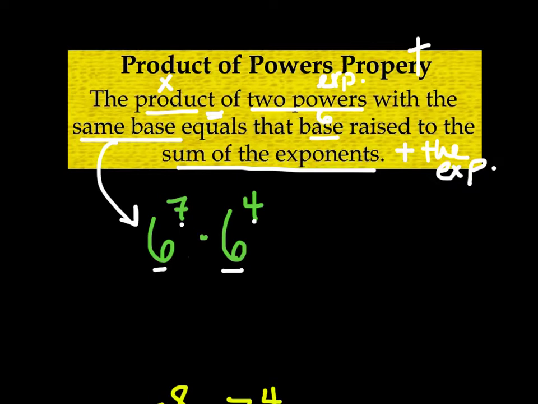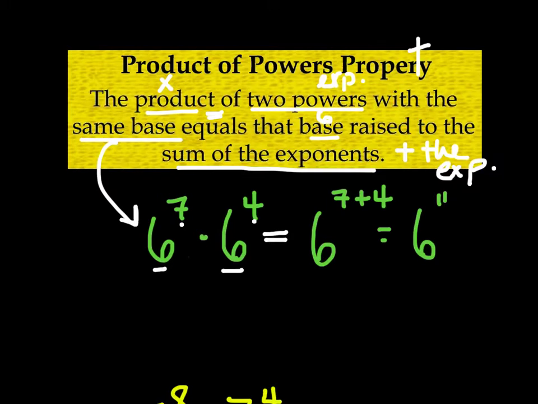So let's understand what's going on here. We have 6 raised to the 7th power times 6 raised to the 4th power. That, according to this information, is 6 to the 7 plus 4th power. So we can rewrite this as 6 to the 11th power.